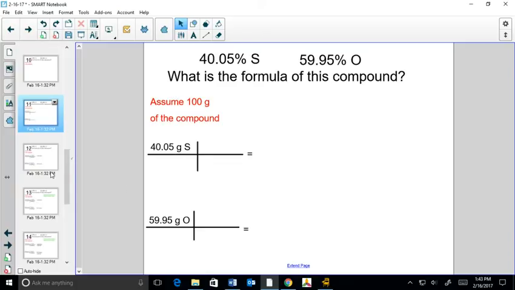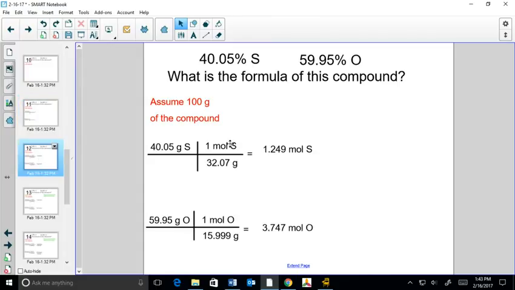So we're going to take these grams and translate them into moles using the molar mass. Molar mass of sulfur, 32.07. Molar mass of oxygen, 15.999. Notice that I have these on opposite sides now. In the previous problem, our molar mass was up here and our moles was down there because I started off with moles. But since this is starting with grams, I want grams on the bottom.